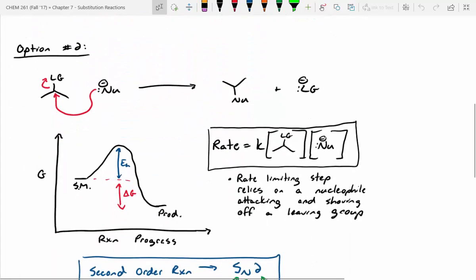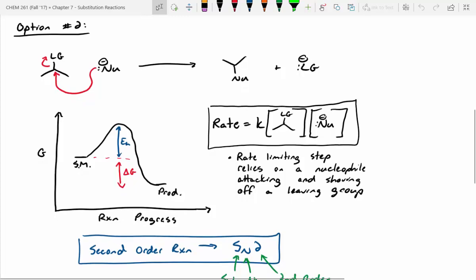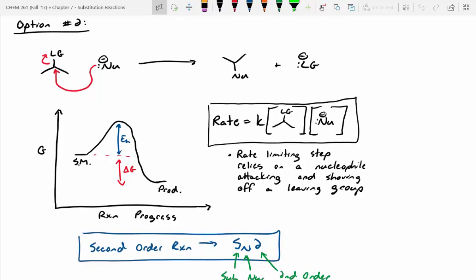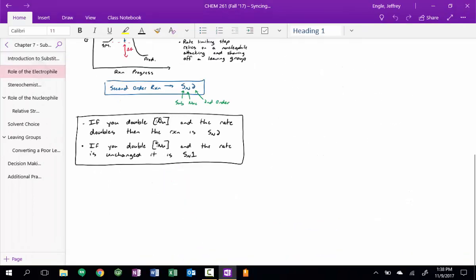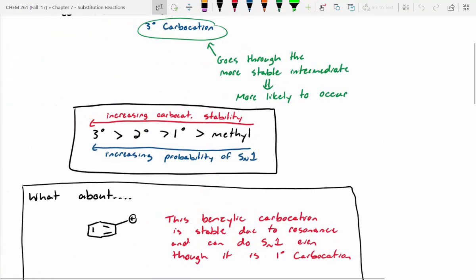And then option 2, we said, involves the nucleophile running into your electrophile and kicking off your leaving group all in one step. And in this case, the rate limiting step involves that attack of the nucleophile, so this is a second order reaction, and it doesn't have any intermediates. It happens all at once. So going back, we also talked about the electrophiles and the easiest way to tell the difference between an SN1 and an SN2.